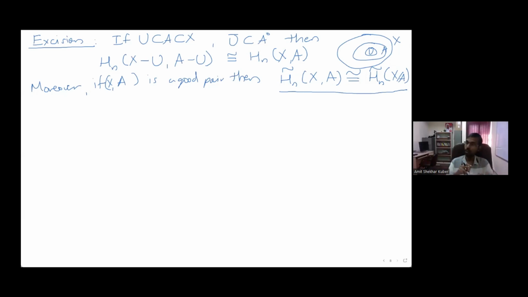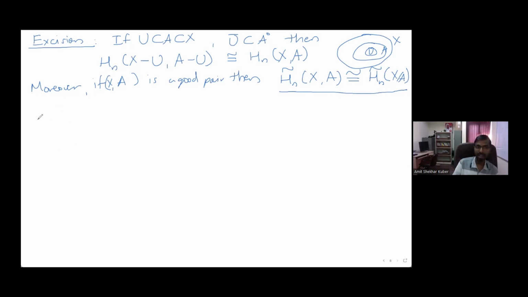The reduced homology of the pair is the reduced homology of the quotient. Topologically speaking, you can simply treat A as one connected piece. So this is also a very useful property for computations.